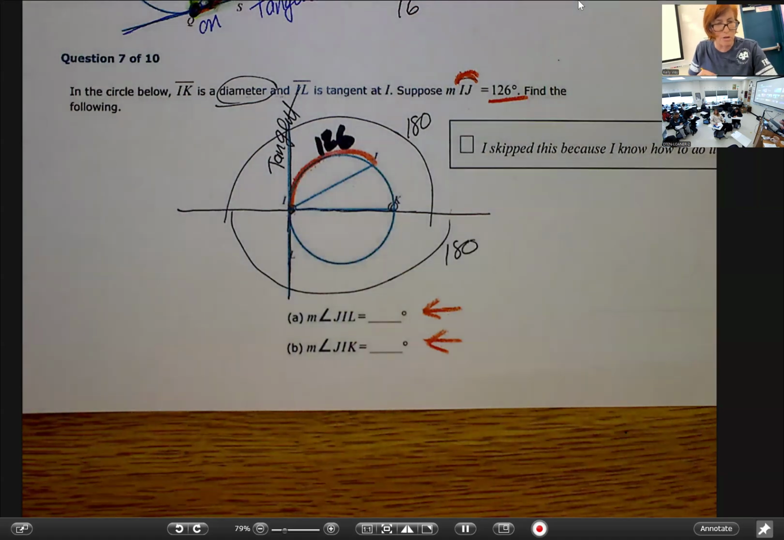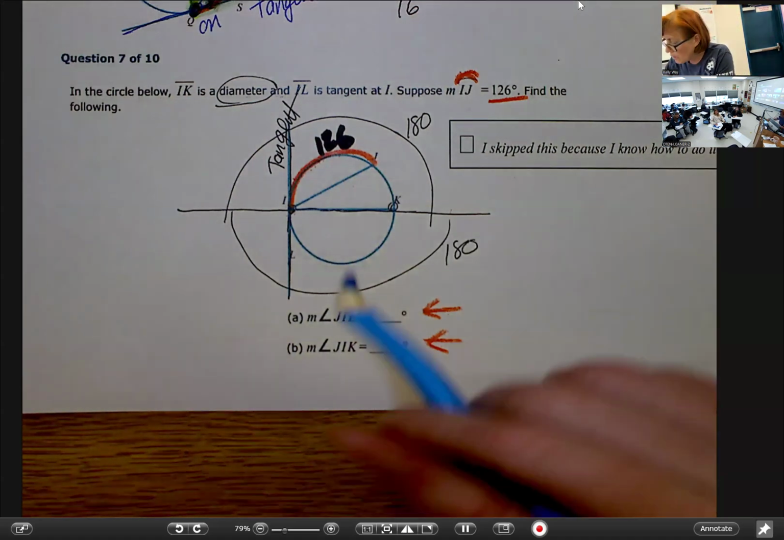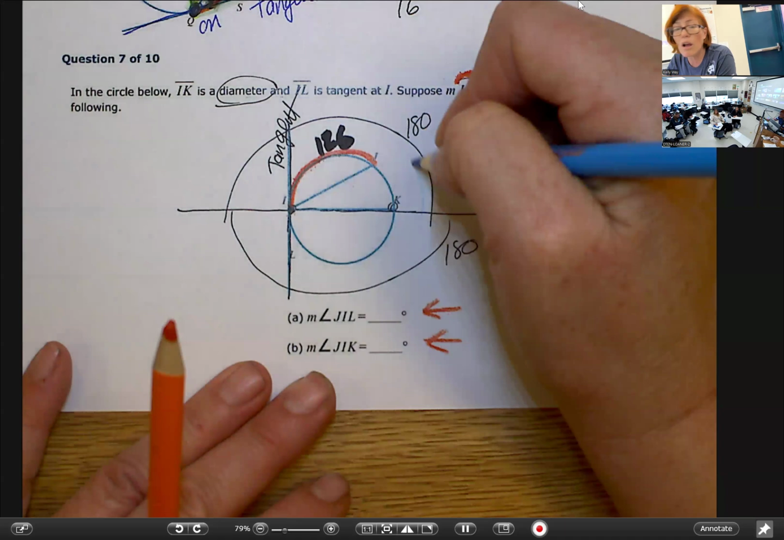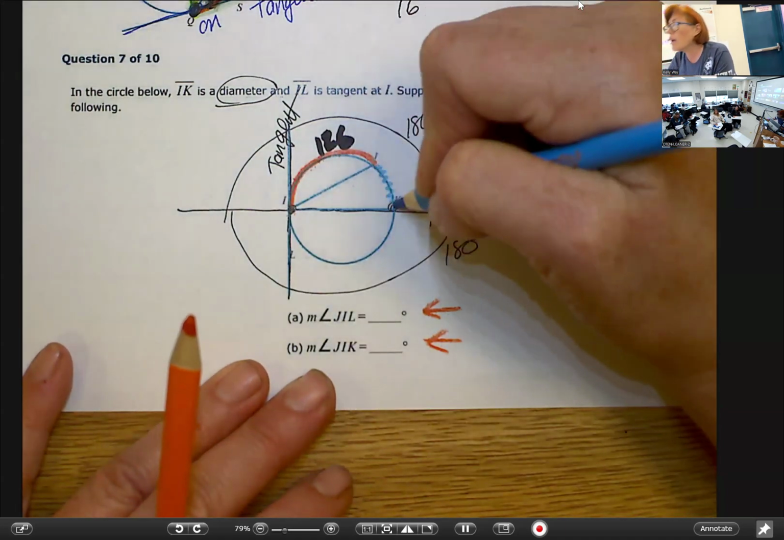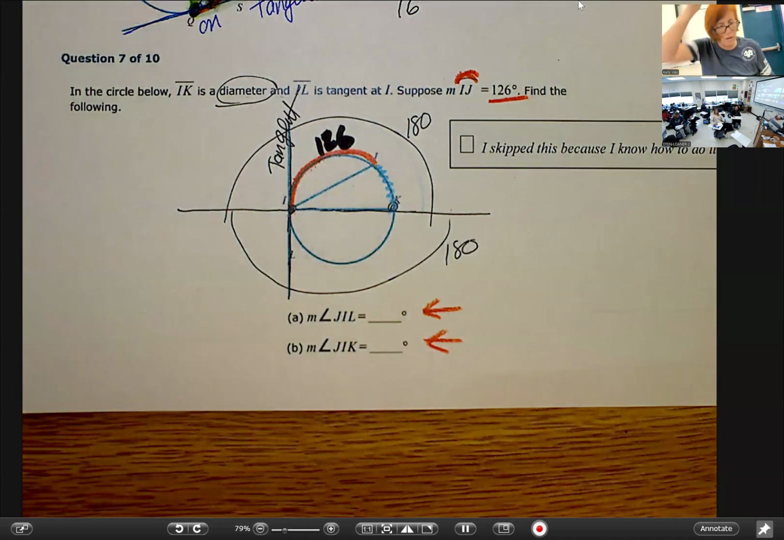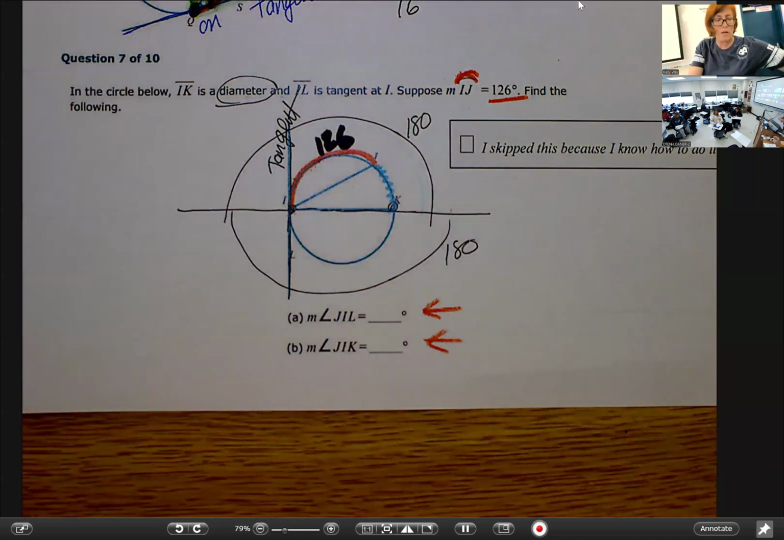Ladies, I'm going to ask you some questions. Are you ready to go? All right. From here to here is how much? 180. Great. How can I find this guy? There, do it. If you need a calculator, you may use one.